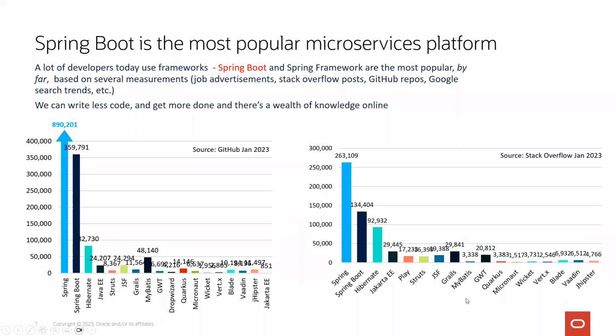For Java developers, Spring Boot is by far the most popular platform and framework. We looked at the numbers, we looked at job ads, Stack Overflow, and GitHub repos, and there is nothing even close to anything else. So why are developers using this? Well, they can write less code and get more done. There's also a wealth and ton of knowledge out there, and a very active community for Spring Boot. So if you run into a problem or don't know how to do something, it's very easy to find information about it.